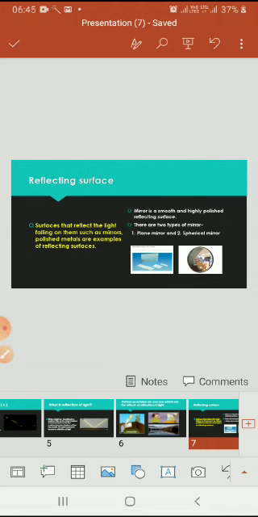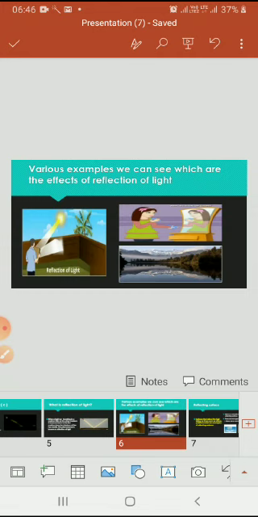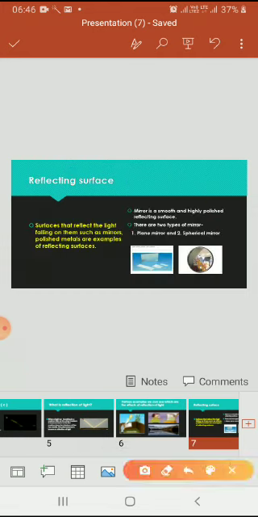There are two types of mirror. One is the plane mirror, another one is the spherical mirror. Here you can see the picture of a plane mirror. A plane mirror has a flat reflecting surface. And here is a spherical mirror, whose reflecting surface is curved.